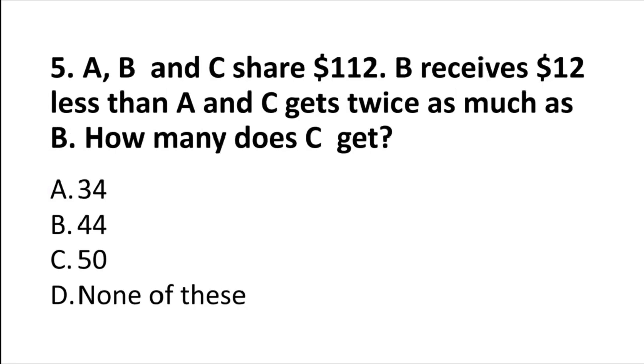MCQ number 5. ABC shared the $112. B receives $12 less than A, and C gets twice as much as B. So how many does C get? Options are: option A 34, option B 44, option C 50, option D none of these.